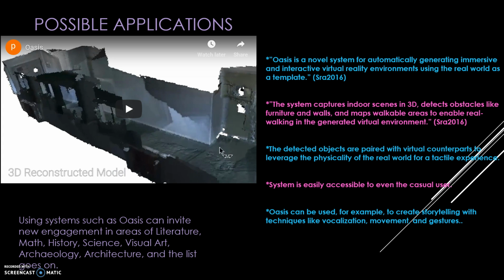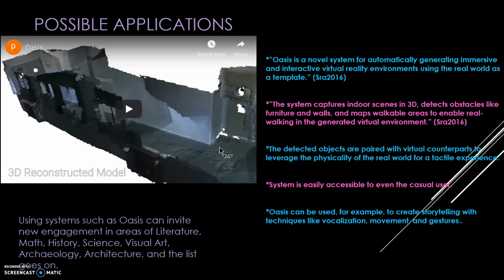Another really cool thing that I liked about this is the system is really easily accessible even to the casual users. So people who struggle with technology would easily be able to implement this into their classrooms. And before I get into the video, I just wanted to mention that this type of system, named Oasis, can invite new engagement in areas not only in literature, but in math, history, science, visual art, archaeology, architecture, and the list goes on.